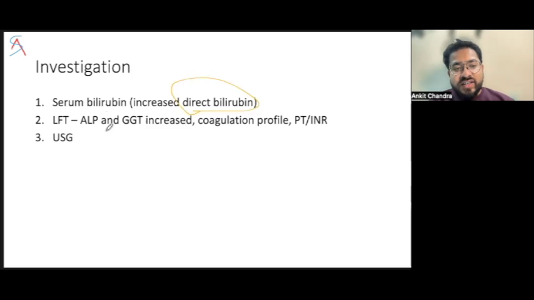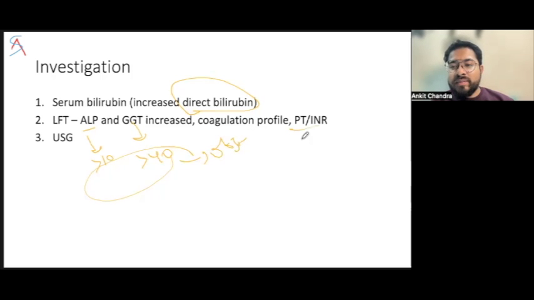Do the liver function test. ALP and GGT will be increased. Do the coagulation profile for the liver, and do the ultrasound. When we do ALP, if it is more than 10 times, and GGT more than 40 times, it is well suggestive of any obstruction.